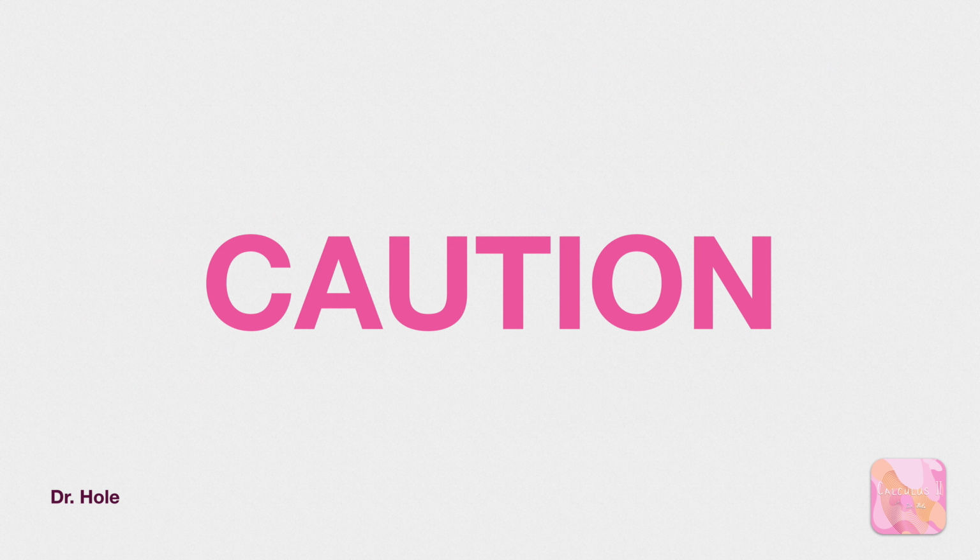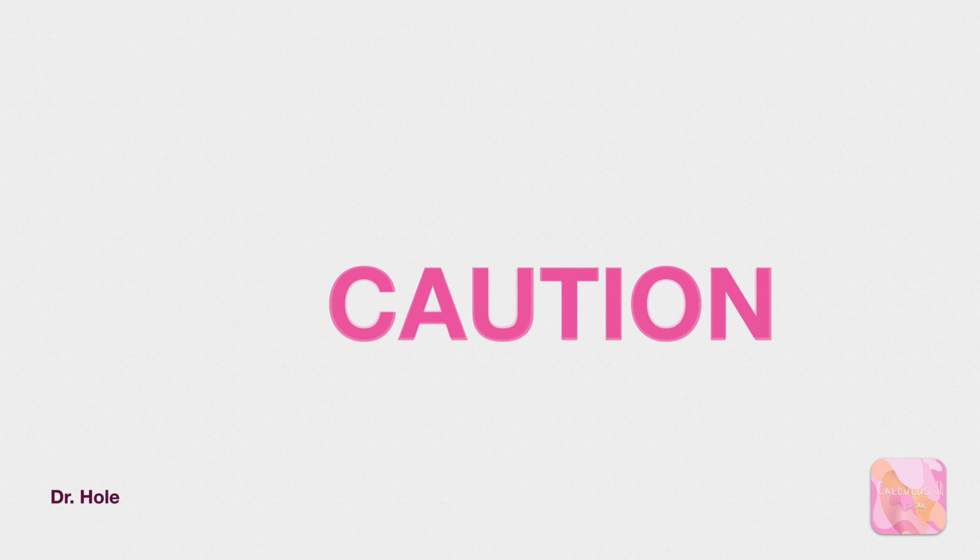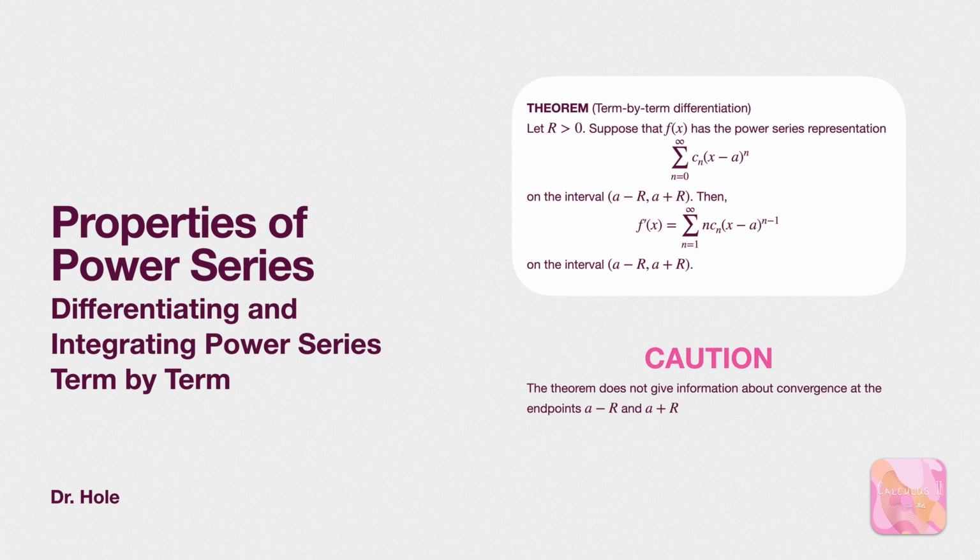All right. So the last comment was, what about the endpoints? This is the caution. We have this theorem, and this theorem tells us nothing about the endpoints. We can start with a power series which converges at the endpoints, but if we differentiate, we have no idea what's going to happen at the endpoints, so we have to test the endpoints.